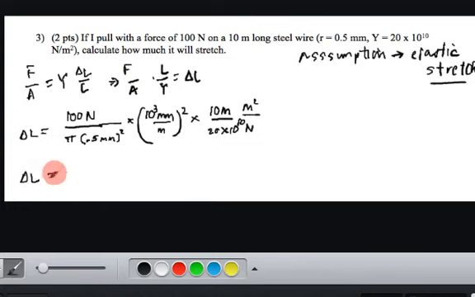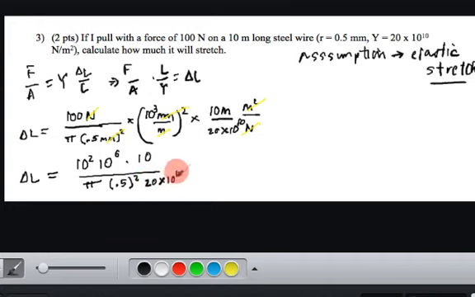So the delta L, here, let's go ahead and work with the units. We're going to have meters, newtons over here, it's crossing out. Meters squared here, we'll go with meters squared, millimeters squared here. Meter squared here goes with meter squared here. We're left with meters, so let's go ahead and compute this. 100, 10 squared times 10 to the third squared to the sixth times 10 divided by pi. Pi times 0.5 squared times 20 times 10 to the 10th. That will be meters.